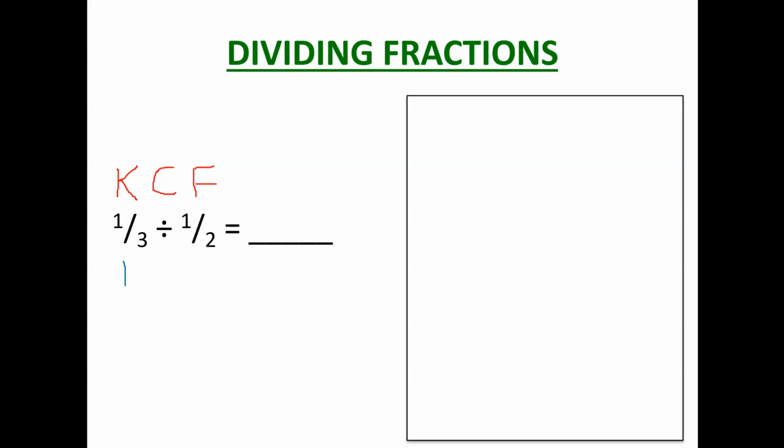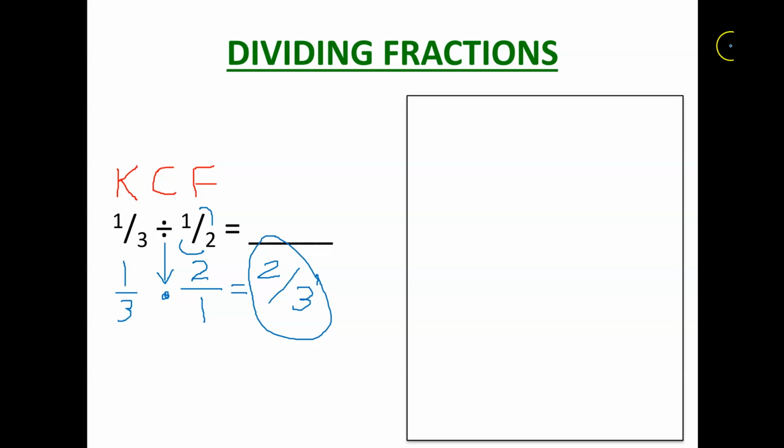So we keep the first fraction the same, so it stays as 1/3. We change the division symbol to a multiplication symbol, and then we flip this fraction over. 1/2 becomes 2/1. Then we'd simply multiply the way we've been doing before. 1 times 2 across the top gives you 2. 3 times 1 across the bottom gives you 3. Our answer for dividing fractions is 2/3. 1/3 divided by 1/2 is 2/3.